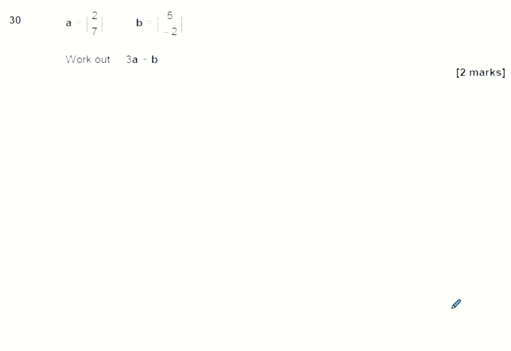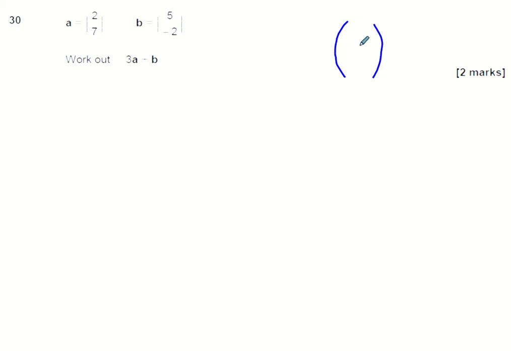Question 30. The vector A is (2, 7). The vector B is (5, -2). Work out 3A plus B. Now, to understand what vectors are doing, first of all, understand exactly what they mean. So a vector is often used in the topic of transformations to do translation. It's a movement of a shape, a certain number of spaces to the right or left, and a certain number of spaces up or down.